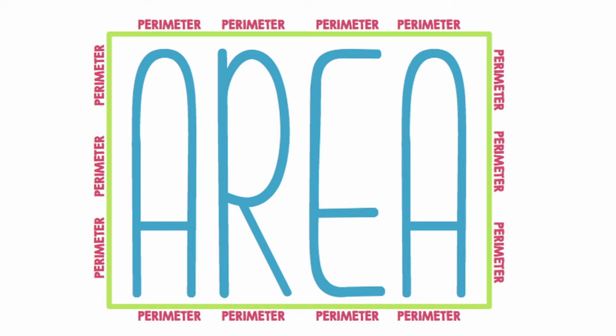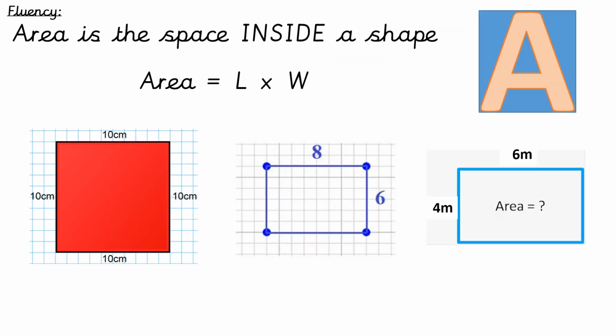So moving on then, we're going to be looking at area. So I want you to remember the area is the space inside a shape. Okay, it's not the distance around it, that's perimeter. And to find the area we do length times width, or width times length.